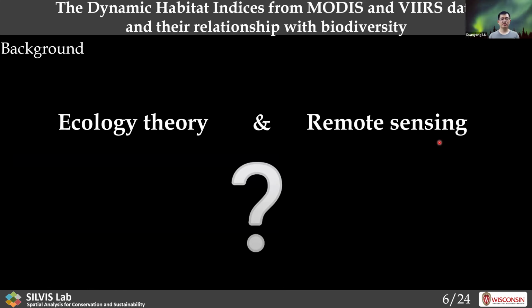Given the rigorous ecological theories and the powerful remote sensing tool, we are thinking about how to combine them together and provide a powerful framework for understanding, monitoring, and conserving biodiversity. Because ecological theory could help us define what we should measure using remote sensing technology and how to interpret and apply those measurements in biodiversity.